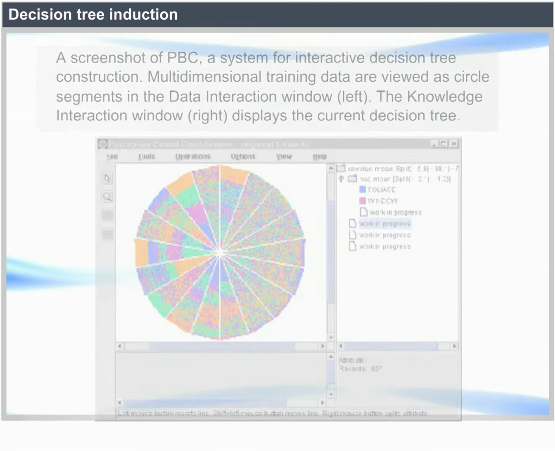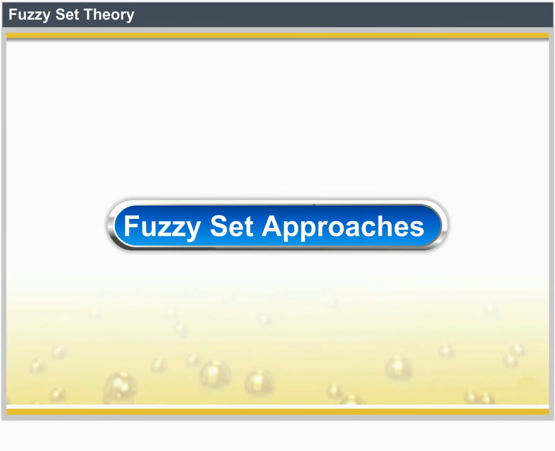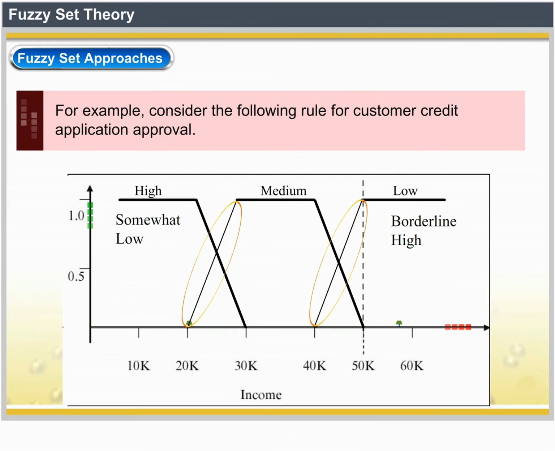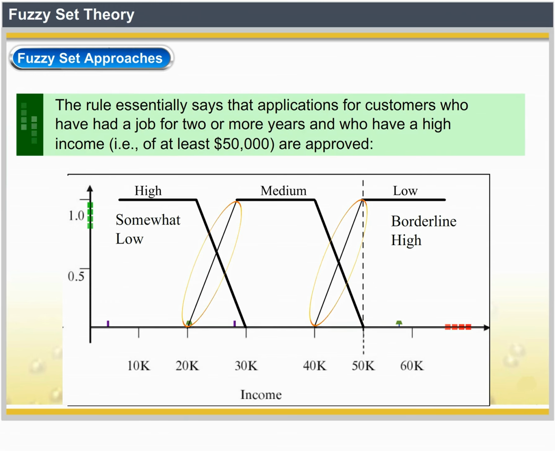Fuzzy set theory. Fuzzy set approaches. Rule-based systems for classification have the disadvantage that they involve sharp cutoffs for continuous attributes. For example, consider the following rule for customer credit application approval. The rule essentially says that applications for customers who have had a job for 2 or more years and who have a high income, that is, of at least $50,000, are approved.